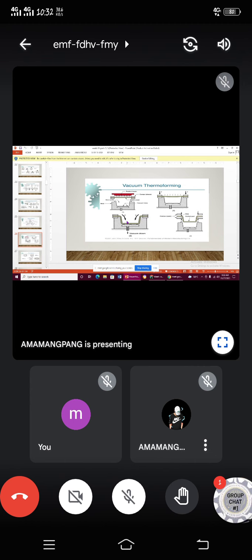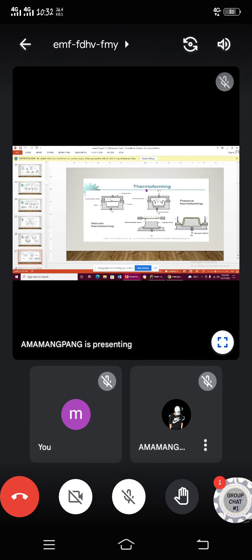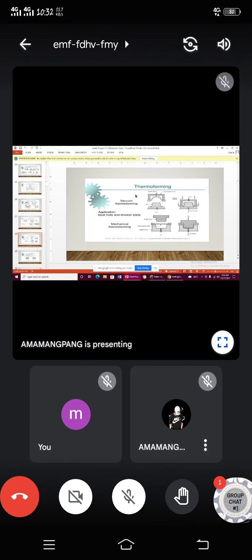This is the vacuum thermoforming. Next is the thermoforming. So this is the vacuum thermoforming. This is the pressure thermoforming. This is the diagram of thermoforming. So again, this is the vacuum thermoforming. The applications of vacuum thermoforming are boat hulls and shower stalls. So next is the polymer foam.